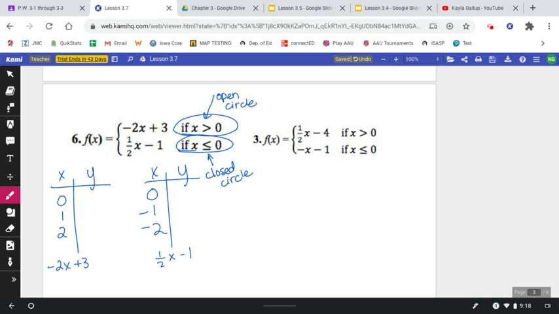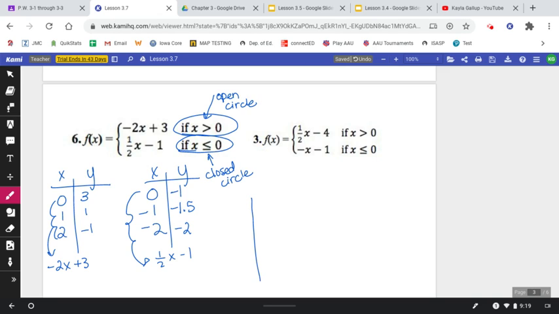Now by using substitution, I'm going to put all of these numbers into my equation to figure out what the y coordinate would be. So start with -2 times 0 plus 3 gives me 3. -2 times 1 plus 3 gives me 1. And -2 times 2 plus 3 gives me -1. On the second one, I'm going to put all of these into this equation. So 1/2 times 0 minus 1 is -1. 1/2 times -1 minus 1 is -1.5. And 1/2 times -2 minus 1 is -2.